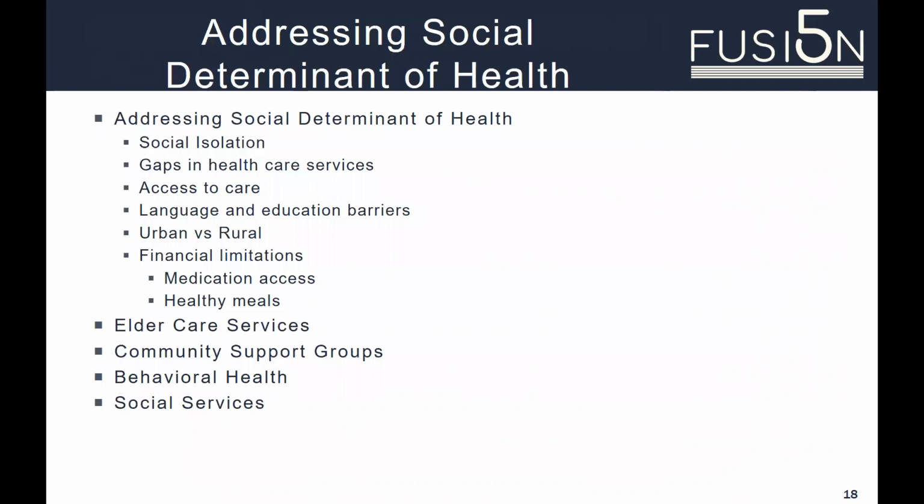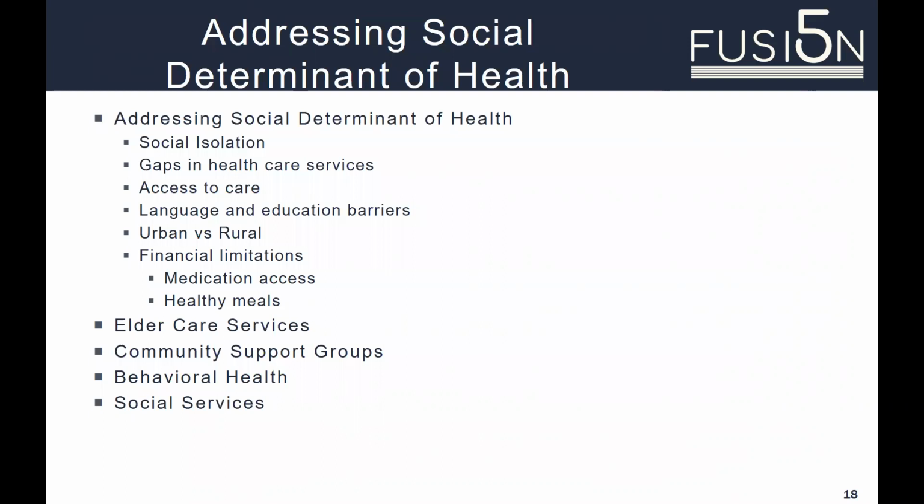You're identifying certain situations about your patients, maybe even a month or 2 months prior to surgery in the majority of elective cases. So you're going to figure out the social determinants, such as social isolation. Is the patient alone? Is there a gap in healthcare services or some sort of gap in the access to care, language or education barriers, or the difference between an urban population and a rural population? There may be services that are different for one or the other.